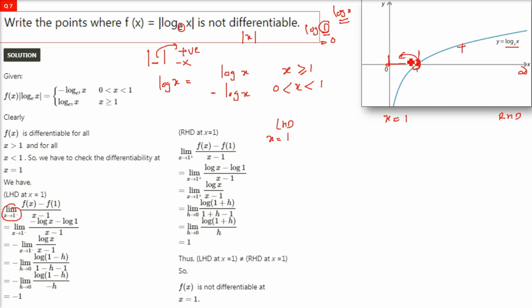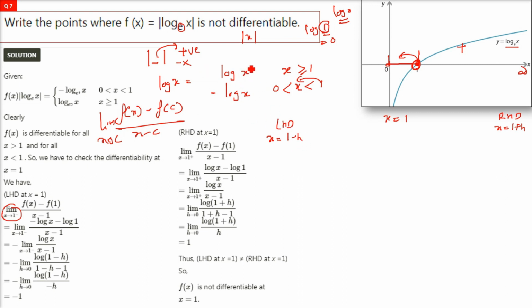So if we are on the left hand side of 1, or we are on the right hand side of 1, we take 1 minus h and 1 plus h. So when you are on the left hand side of 1, what function are you going to use? It's going to be negative log x. Okay? The derivative, or you can say differentiability test, is f(x) minus f(c) by x minus c, limit x tends to c. This has to be a uniquely finite value. It has to be finite.